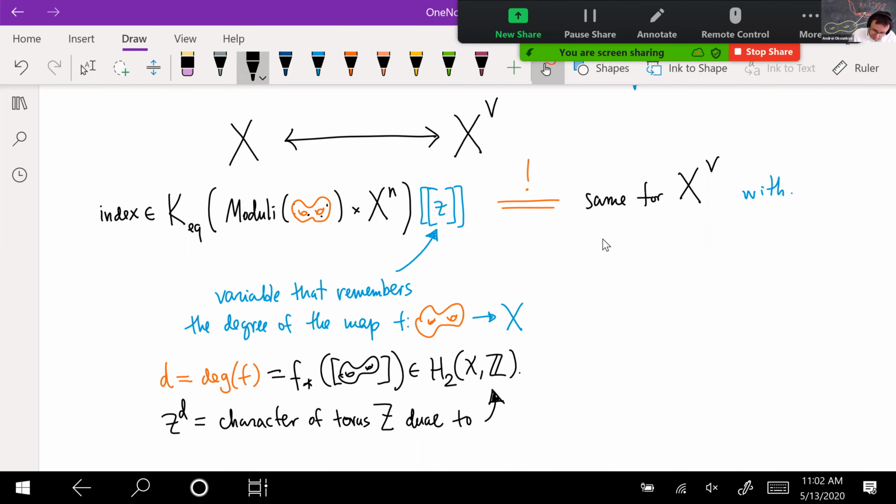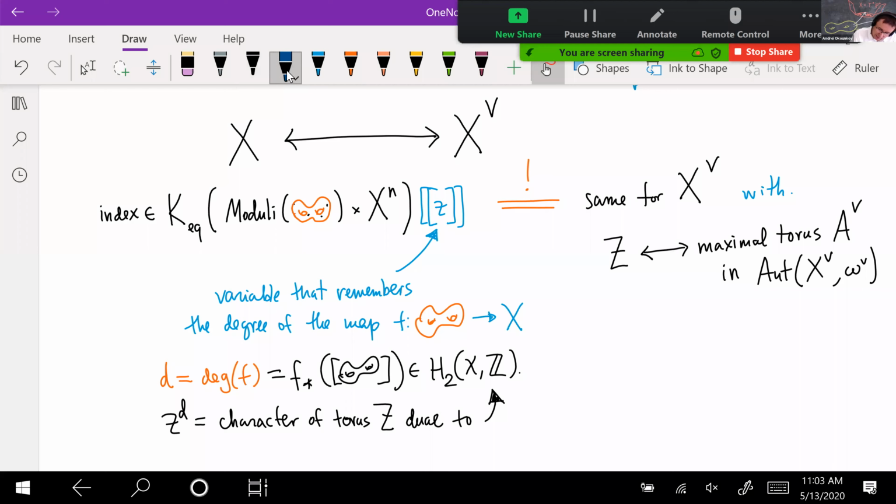So then this torus Z is exchanged with the maximal torus, maybe we'll call it A check in automorphisms. So if I take symplectic automorphisms of X check preserving their symplectic form, then this is exchanged. And similarly, the torus A here is exchanged with the Z check.